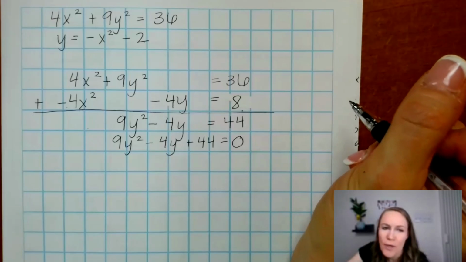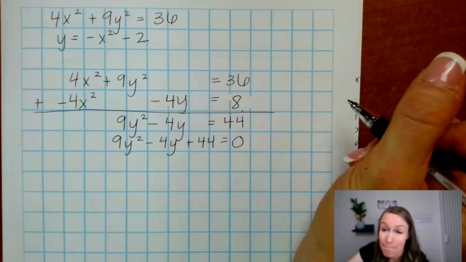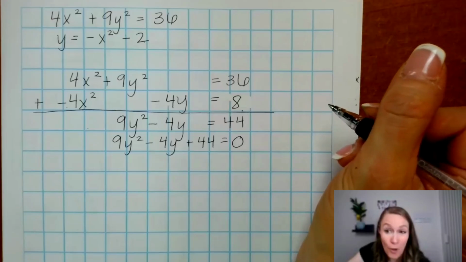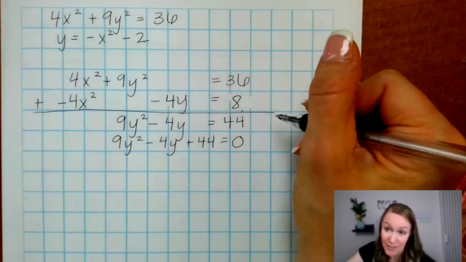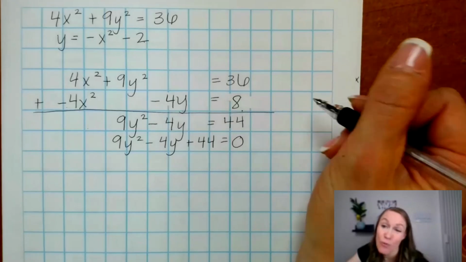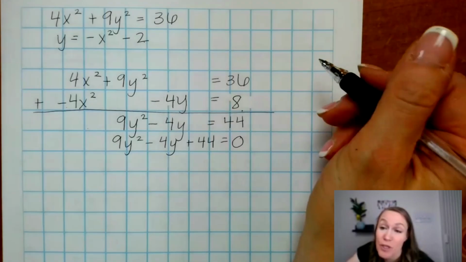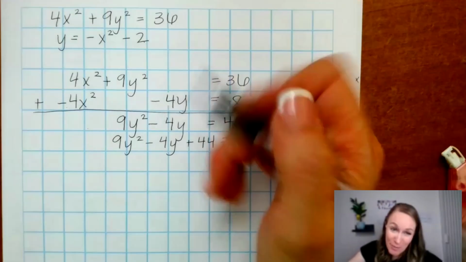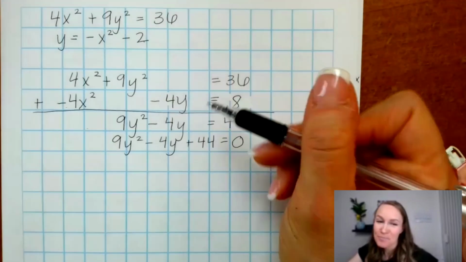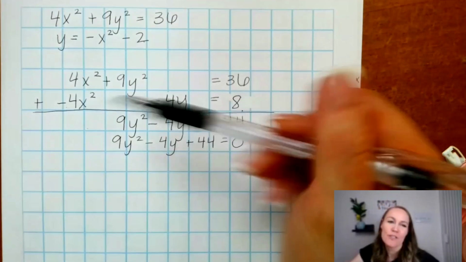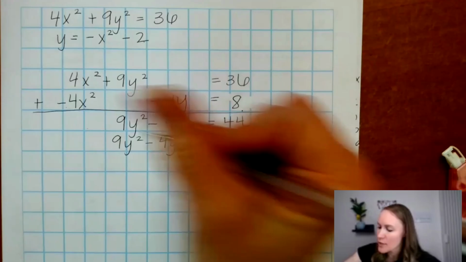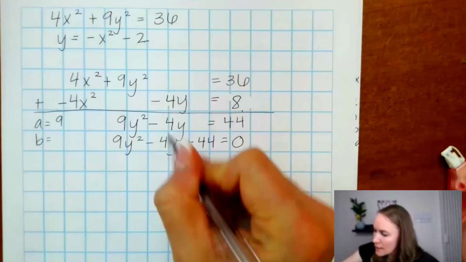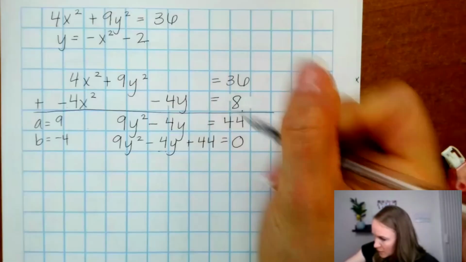And I could do factor by grouping, but these are really big numbers. So I think I'm going to go with plugging it into the quadratic, because I think it will be faster than factor by grouping. Usually factoring is much faster than the quadratic, but I have such big numbers, 9 times 44. It's going to take me a while to list all those factors, so I'm just going to plug it into the quadratic. So A equals 9, B equals -4, and then C equals positive 44.